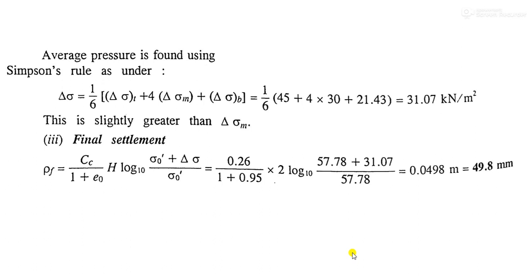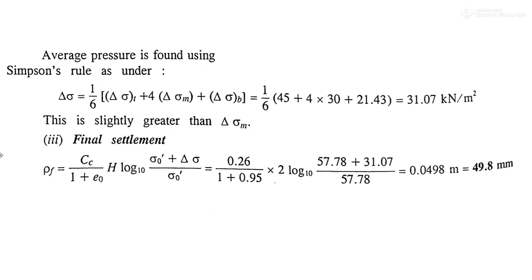Now plus 31.07. 31.07 is the incremental pressure in the clay layer. We have calculated it from the incremental pressure at top, at middle, and at bottom. Using Simpson's rule, this value is available to us, that is 31.07, divided by the initial stress, that is 57.78. Finally the settlement is 0.0498 meter or 49.8 mm.